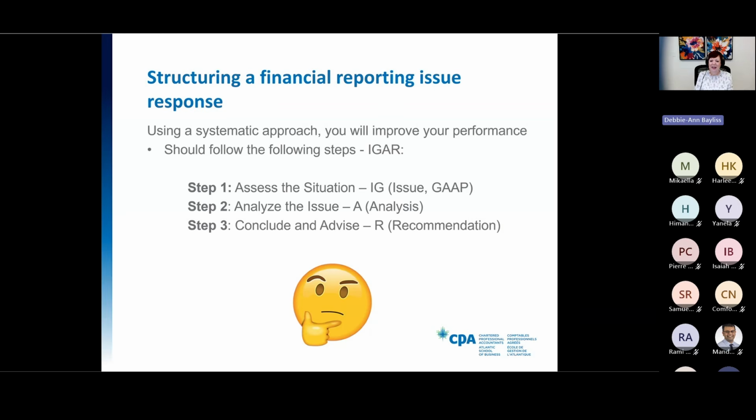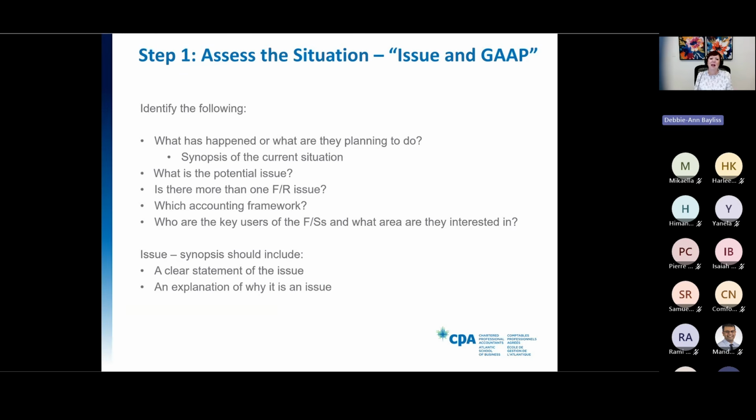Step 2 is analyzing the issue. Obviously, A for analyze when it comes to IGAR. Step 3 is your conclude and advise. So that's your R, your recommendation. So let's go through each of these steps. So when you're assessing the situation, it's important to identify the following.